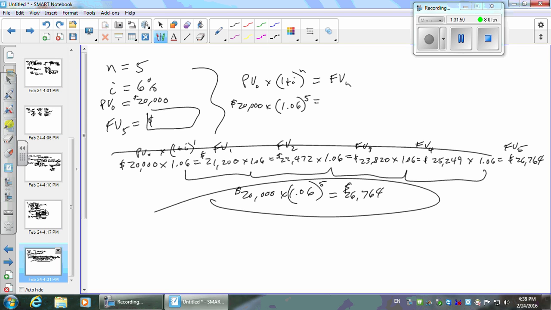1 plus the interest rate raised to the number of periods. You guys see it? Okay, now in your book, there's a table where they do it for you. First, with your calculator, take 1.06 and raise it to the 5th for me and tell me what that number is.